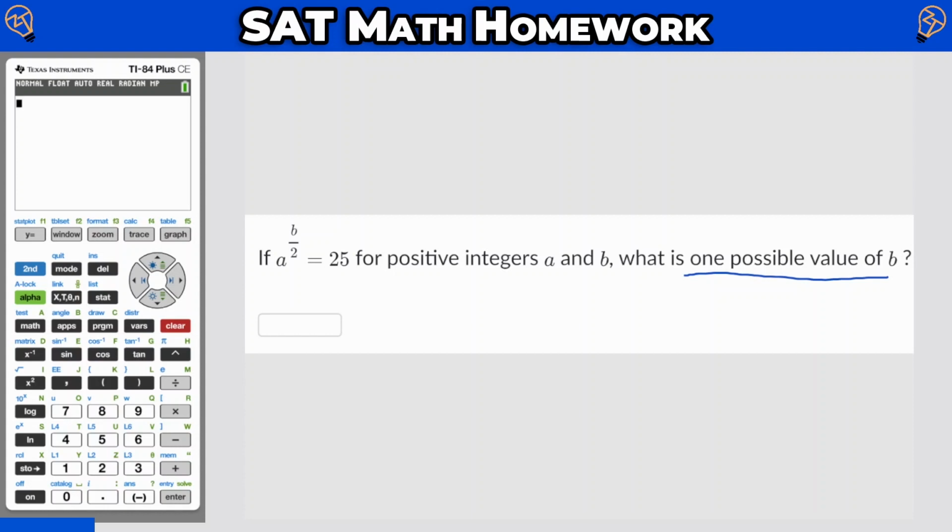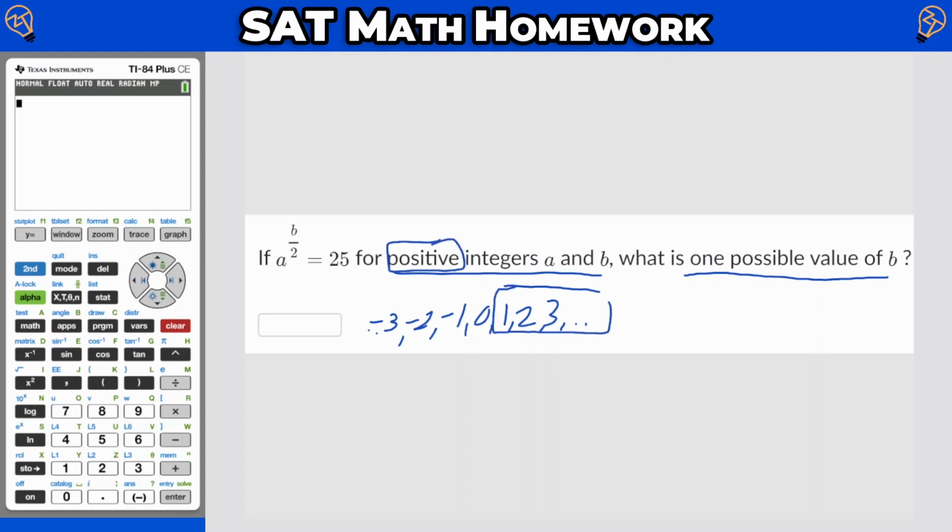So it says that a and b are positive integers. Now keep in mind, integers are counting numbers like 1, 2, 3, etc., -1, -2, -3, and it keeps going, as well as 0 in the middle. But because they specify positive integers, we're just looking at these kinds of numbers here. And so if both a and b are positive integers, what would you think of right away as something to a power gives you 25?